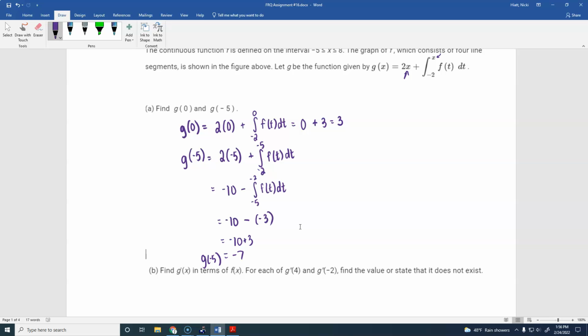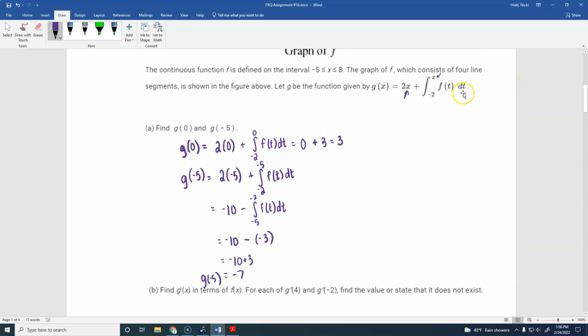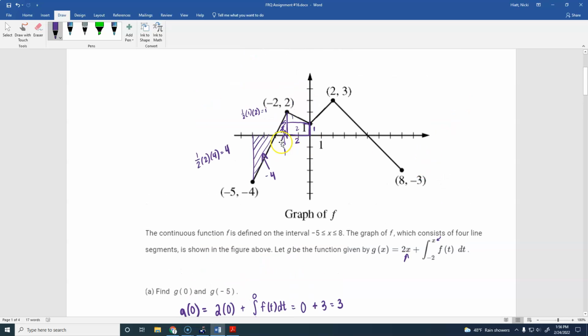It doesn't have the 2x out front, and it tells you the areas instead of you having to actually do the formulas. So, it says f of t, but the graph, is that not f of t? t is just what they're using as a dummy variable. So, how can you know it?